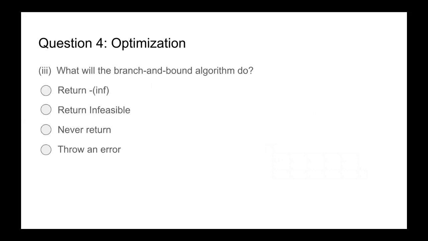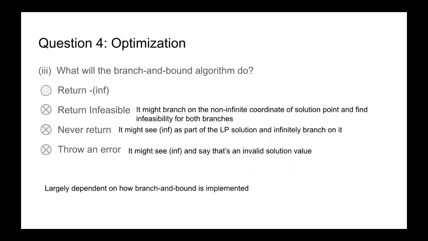Finally, for this case, what will the branch and bound algorithm do? We have different options: return negative infinity, return infeasible, never return, or throw an error. For this problem, we have multiple different cases that could occur because the essential thing is that we don't know what would exactly happen and how our algorithm would behave when it sees negative infinity. So we kind of have to cover all cases for all different algorithms. In the first case, where the algorithm could return infeasible, that might be because it branches on the non-infinite coordinate of the solution point.